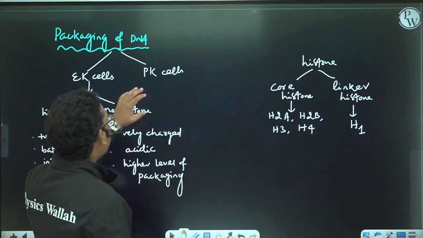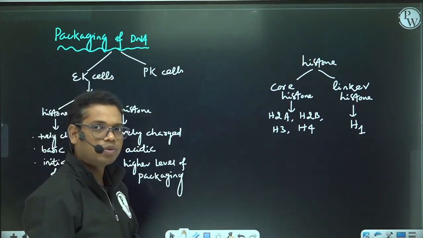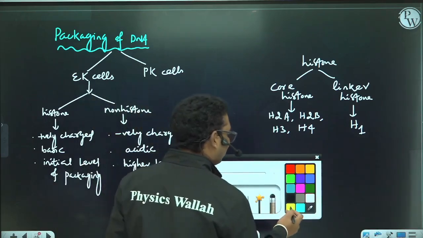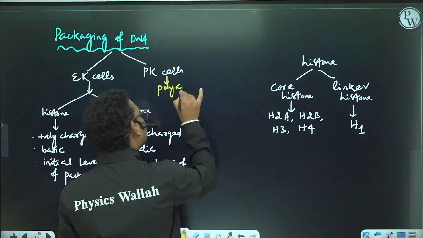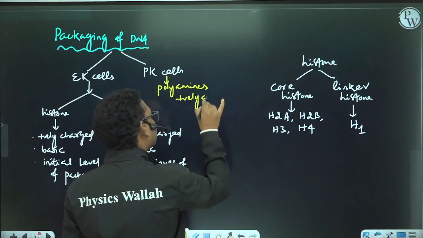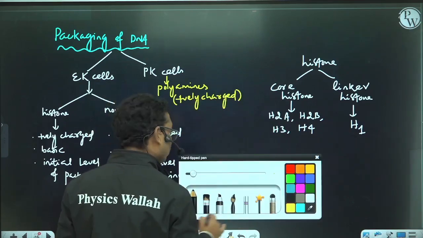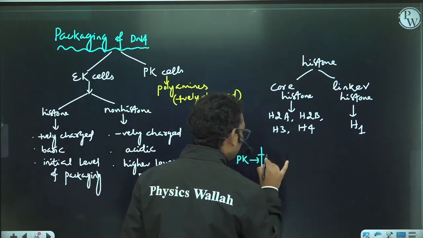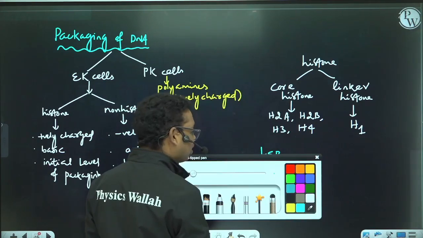What about the packaging of the DNA in case of prokaryotes? In prokaryotes the histones are absent, but the DNA is packed. So who is going to pack the DNA? It is the positively charged proteins, and they are polyamines. They are also positively charged, but they are not histone proteins. And remember one thing: prokaryotes are classified into two groups, one is eubacteria, another is archaebacteria.